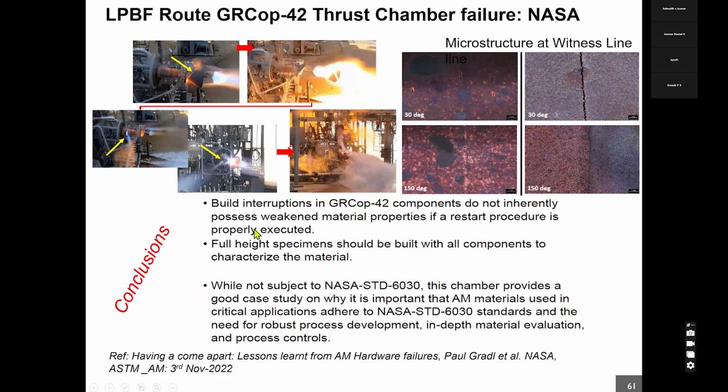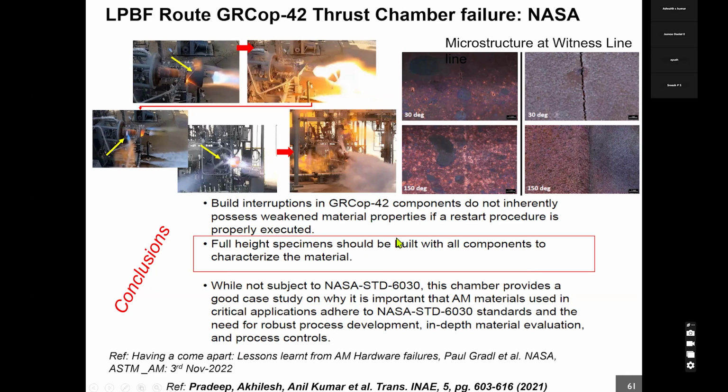Here, what they have suggested is that this particular failure happened because of build interruption during making the component, and they suggested building full height specimens along with all components so as to characterize that particular component. You can see this particular recommendation was published by NASA in 2022, and we at VSSC, in fact, had a similar experience, and we published way back in 2021 itself.